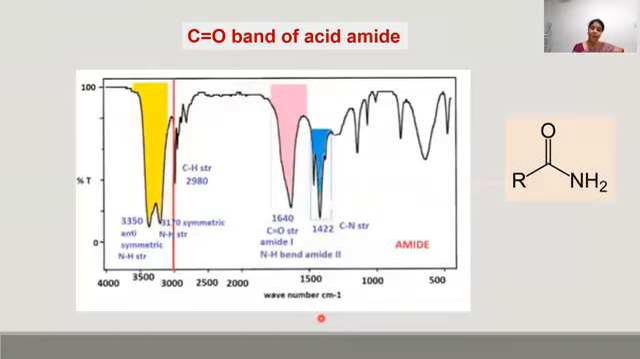Next carbonyl is amide. In amide, other than the carbonyl, two NH bands will be observed. Because of the NH2 electron donating effect, the vibrational frequency decreases. It is observed at 1640 centimeter inverse, and the two NH bands are produced near 3300 centimeter inverse.